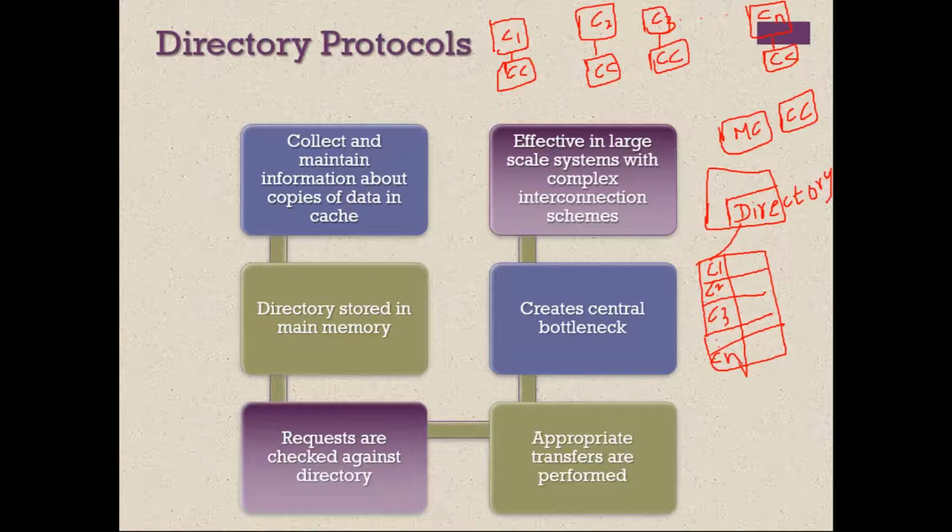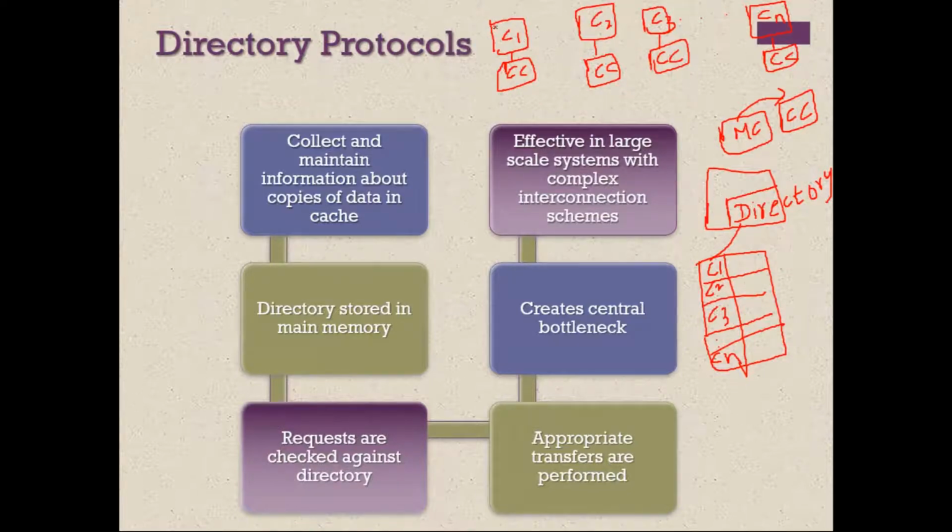The concept is something like this. Along with the memory controller we have something called CC, the centralized controller. In the memory there will be a directory. A directory is nothing but something which holds information about the contents of each and every cache. That is, it knows what data is stored in each cache.